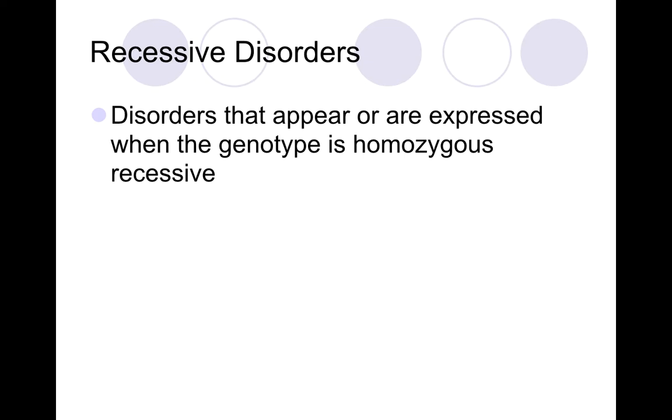So recessive disorders, and you need to know what this is, you need to know that they are disorders that appear or are expressed when the genotypes are homozygous recessive, which means we have two lowercase letters. They can't be heterozygous. To have the recessive trait show, both lowercases have to be there.